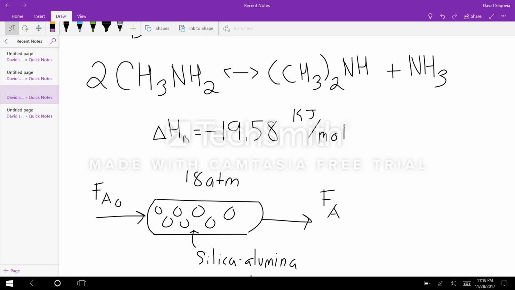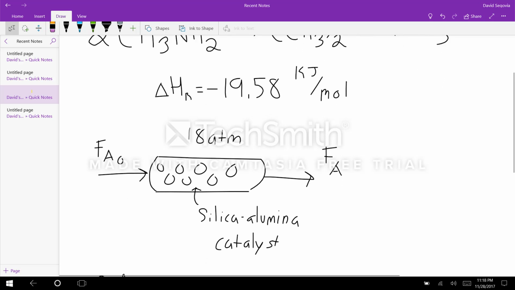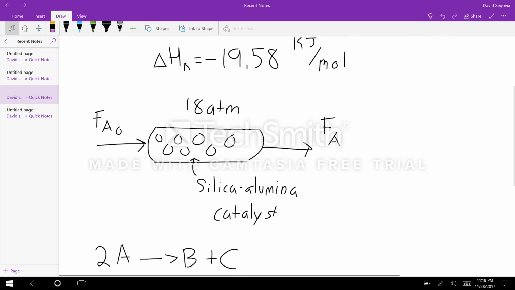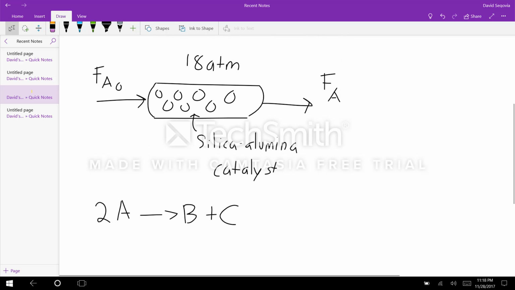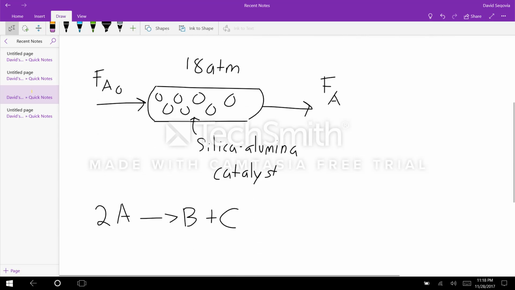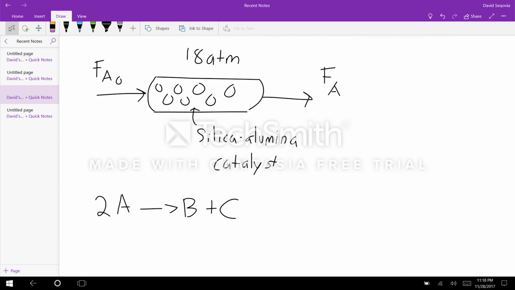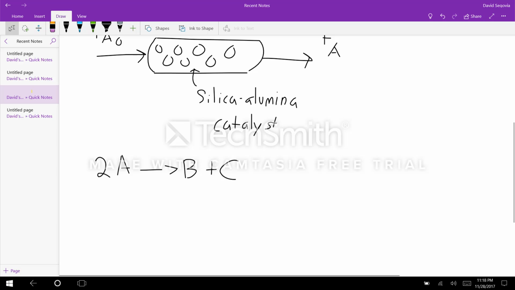kilojoules per mole. In order to understand this reaction, we drew a picture as shown, in which you have the incoming mole flow into a packed bed reactor filled with silica alumina catalyst. In order to do our equation writing, we are going to simplify the reaction in terms of A, B, and C, as shown at the bottom. We have 2A goes to B and C.